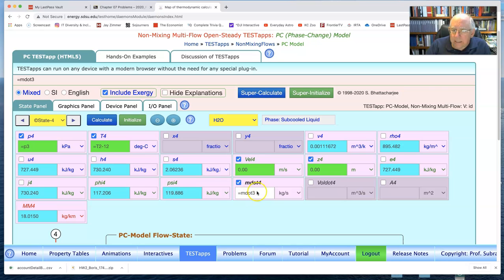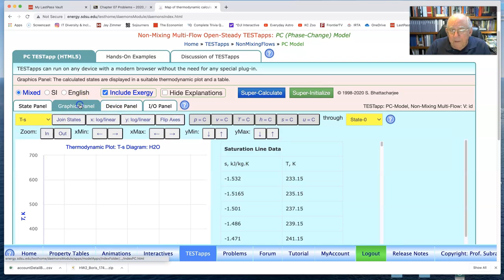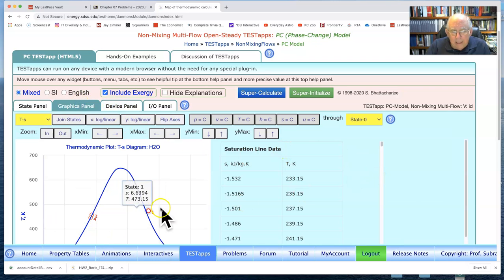And once this is calculated, then it will show up here too as m.3. And so we've got all of our states. If we go to our device panel or our graphics panel, we could see then that the other states are shown there. 3 and 4 are real close here because they're in the subcooled region.